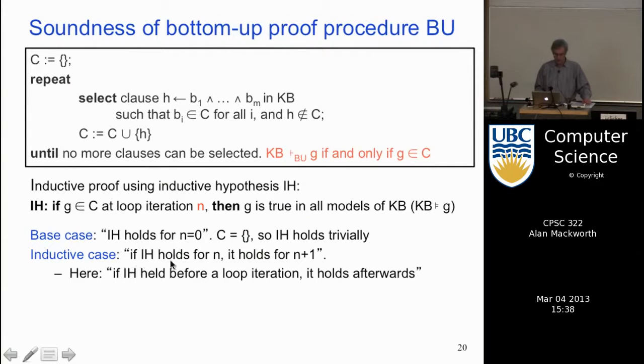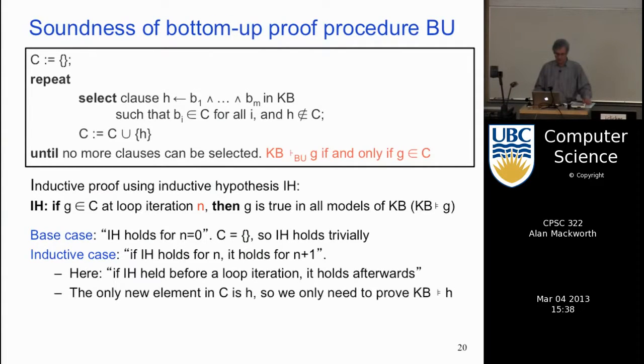If the inductive hypothesis holds for N, it holds for N plus 1. In other words, if it holds before a loop iteration, and you do it one more time, it'll hold after the loop iteration. Classic inductive loop proving. So imagine one more iteration of this loop, selecting a clause H if blah blah in the knowledge base, such that this is true and H is not already there, and adding it into C. The only new element in C is H, so we only need to prove that H logically follows from the knowledge base. Every other atom in C was in there before the loop iteration, so we don't have to prove it for them. We just have to prove it for the one we just added.